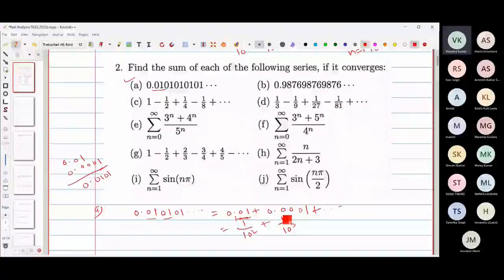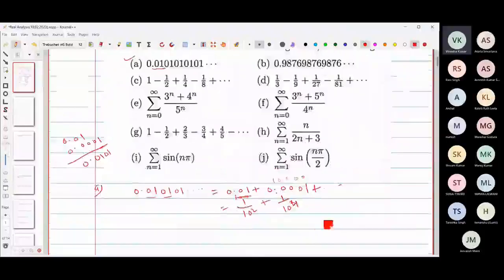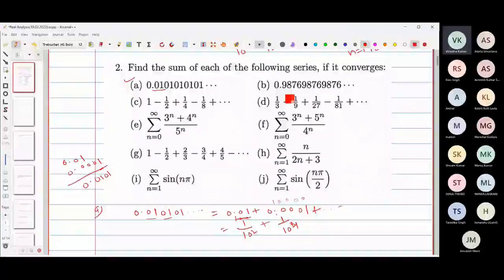So like this. So this is another GP, and you can compute the sum easily. Fine. What you can do about this? This is repeating: 0.9876, 9876, 9876 repeating together all the way. So you can write this also.